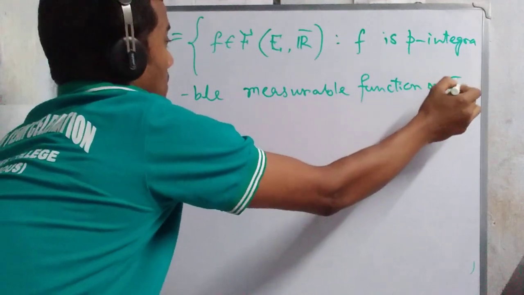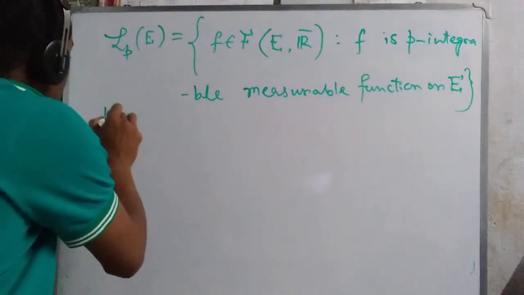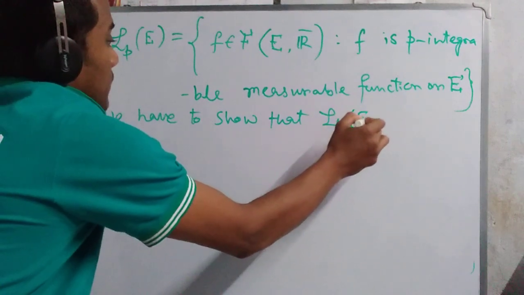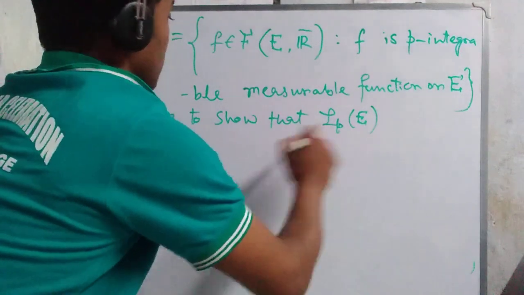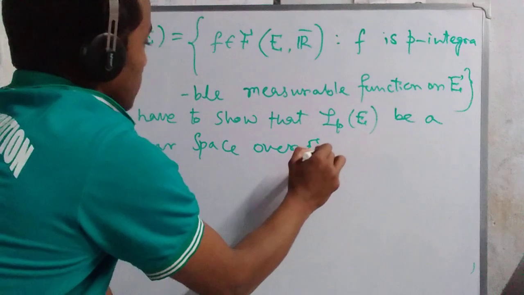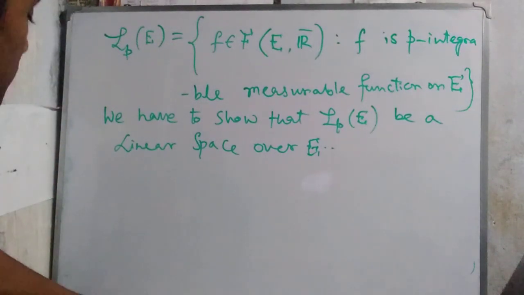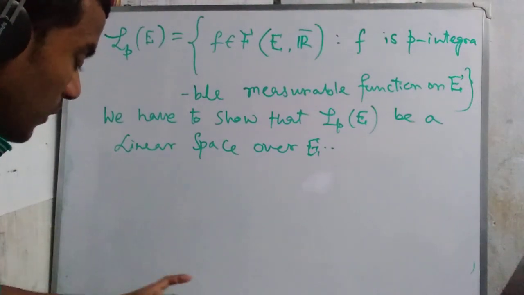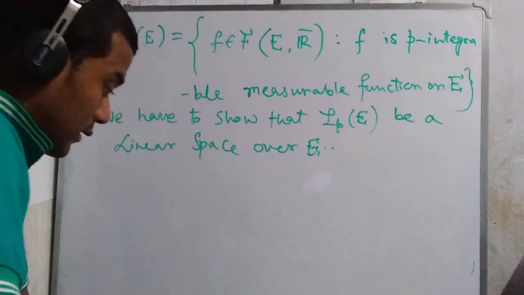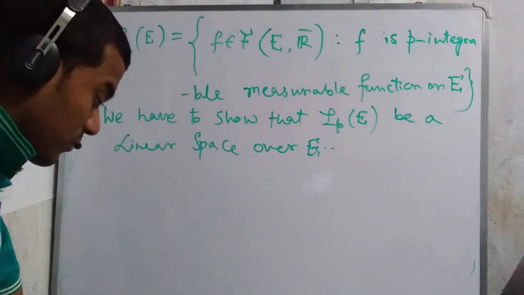Then what happened? Then we have to show that L^p(E) is a linear space over the field. We saw it in the previous class. So today we discuss not that it is a linear space, but we have to show that it satisfies some norm function or some semi-norm on L^p(E).